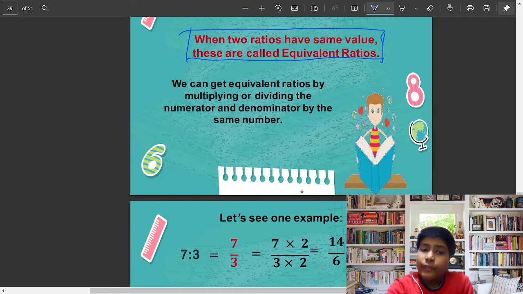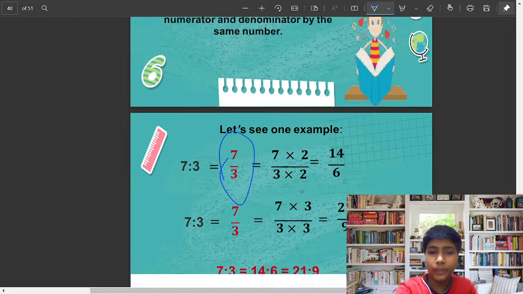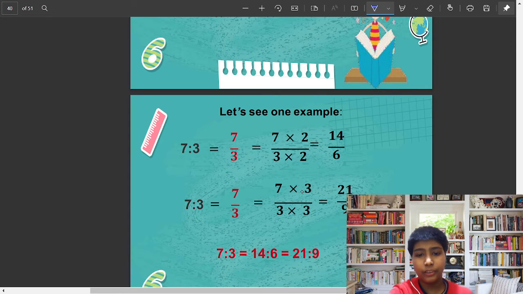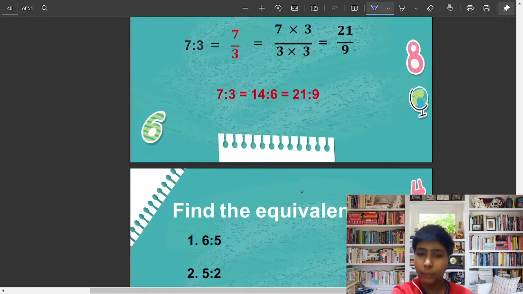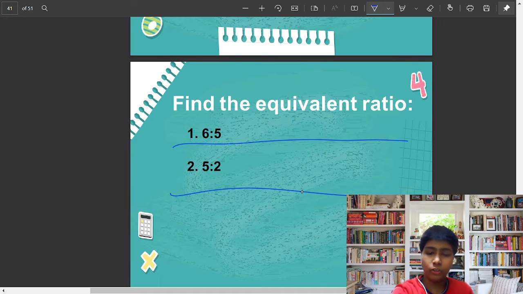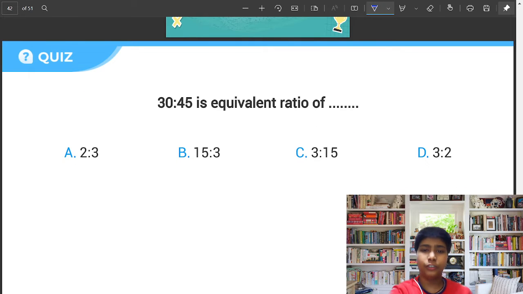We can get equivalent ratios by multiplying or dividing the numerator and denominator by the same number. Like, to find an equivalent ratio, we can multiply by 2 or 3 or any number. Find the equivalent ratio of these, and you can write it in the comment box too. 30:45 is an equivalent ratio of what? Tell me in the comment box.